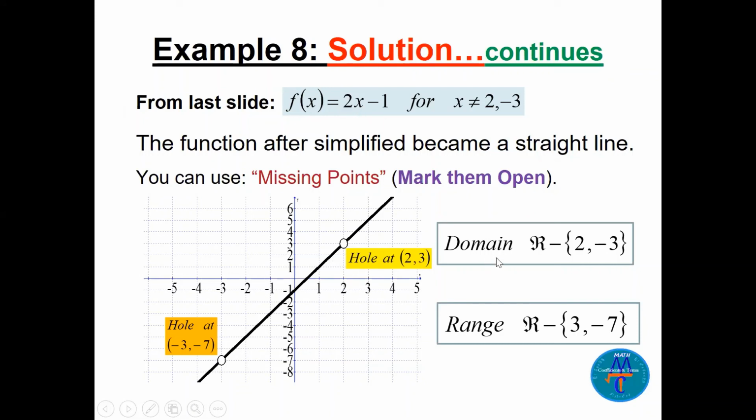Now let's find the domain. All the real numbers except the x values. See, the x values are 2, and the x value minus 3. In the range, all the y values, all real numbers except the y values, the 3 and minus 7.